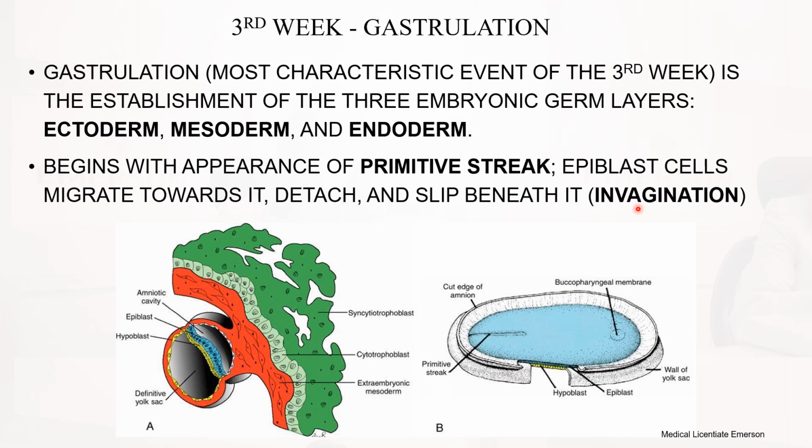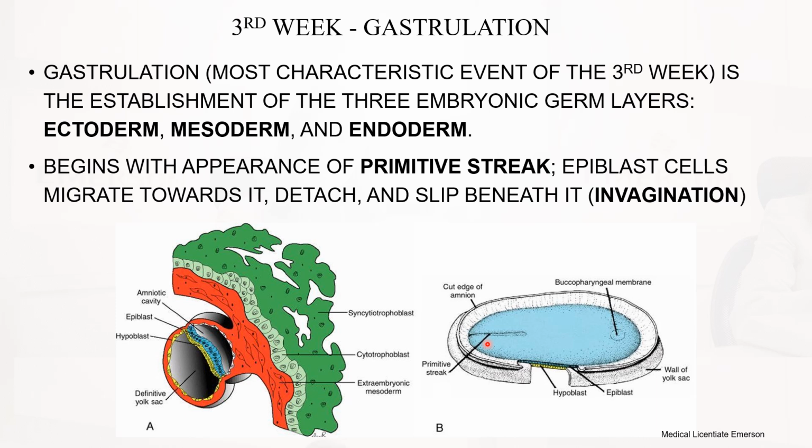Okay, so let's now explain the procedure with the diagram. What we are saying is that in the third week, there is a most characteristic event which happens in this stage. That one is called gastrulation, where we have establishment of the three embryonic germ layers, specifically the ectoderm, the mesoderm, and the endoderm. So where do these come from? Of course, they begin with the appearance of the primitive streak. This is what we call the primitive streak.